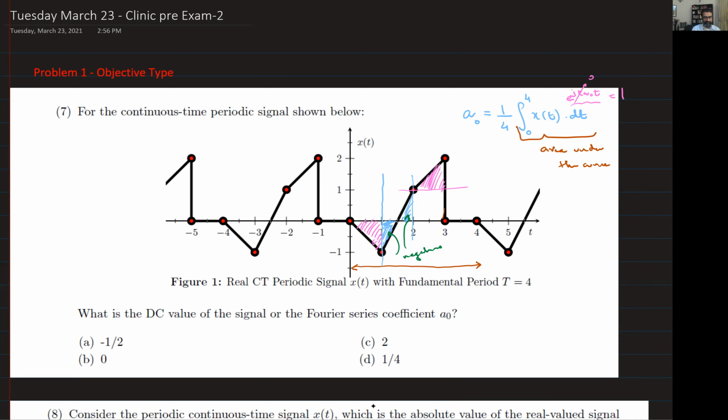ठीक है? So इसलिए the DC value is just the average value, as it says in the problem statement as well. Okay. Now, where was I? So this area here is half, and this area here is minus half, right? So this cancels as well. I mean, this goes away. Minus half plus half is 0. So that means all I am left with is this thing. ये जो बच गया.